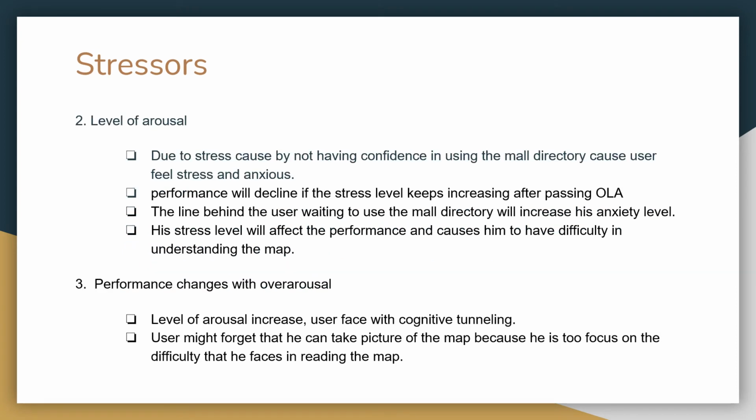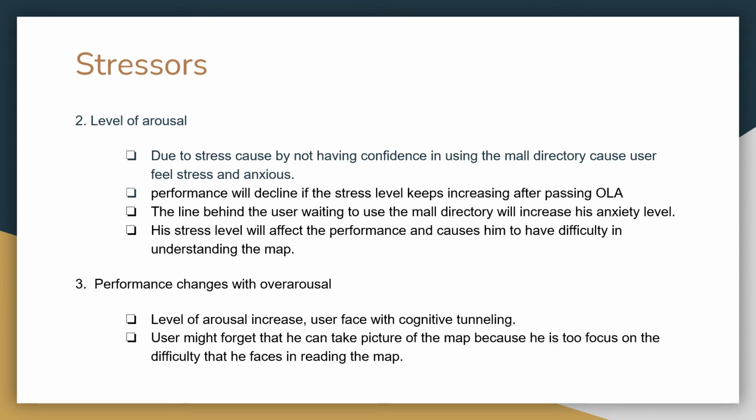The second one is level of arousal. Due to stress caused by not having confidence in using the mall directory, the user will feel stressed and anxious. The performance of the user will decline if the stress level keeps increasing after passing OLA. The line behind the user waiting to use the mall directory will increase his anxiety level. When the stress level increases, this will affect the performance and cause the user to have difficulty in understanding the map.